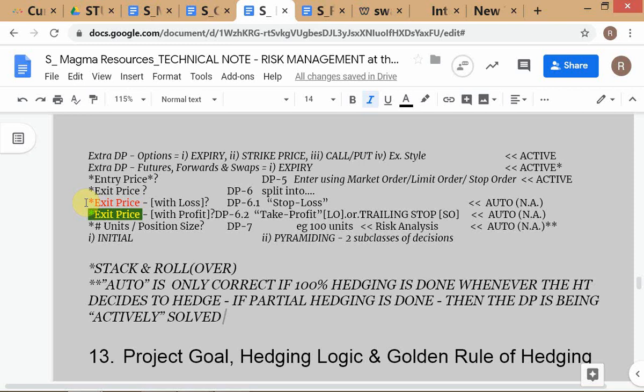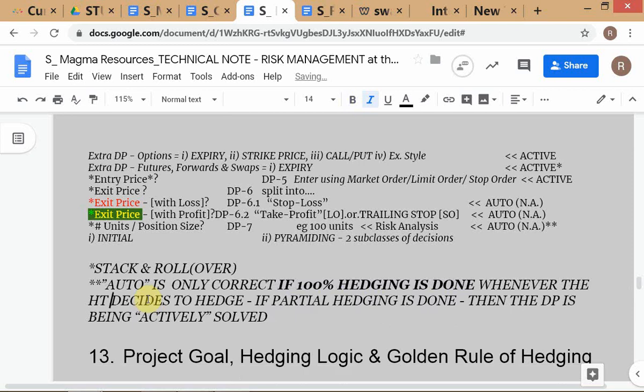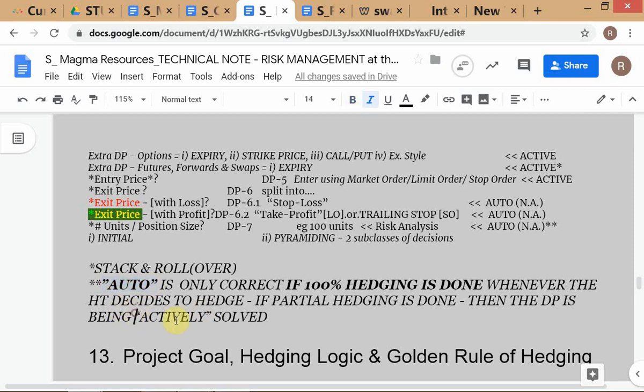So it is auto, but it could also be active, depending on whether or not the policy talks about 100% hedging. If the policy allows you to do partial hedging, then the answer is active. I'm just going to highlight this so that everyone's clear about this. Have you followed what I'm doing here? Why I've written this in this manner. All right, so that finishes our decision problems.